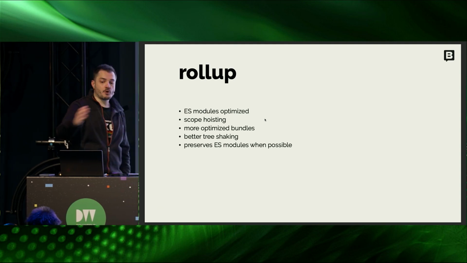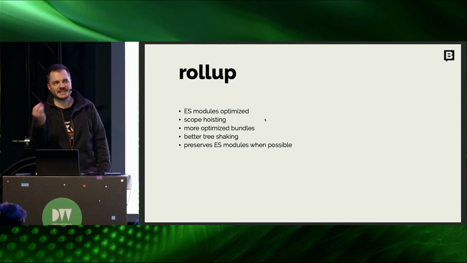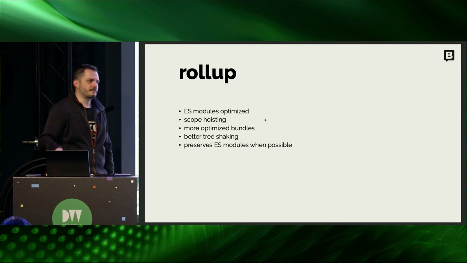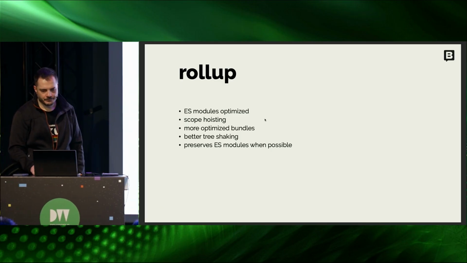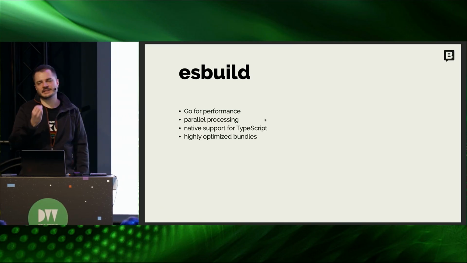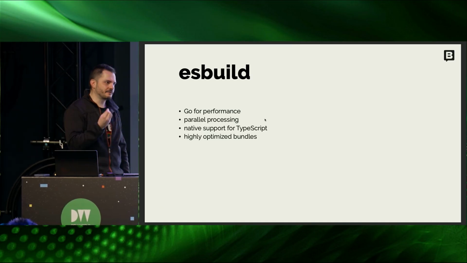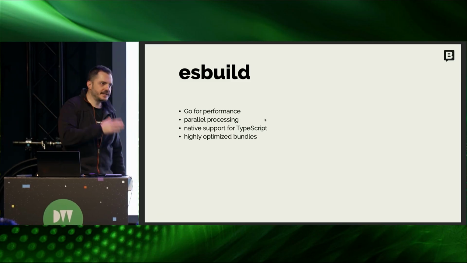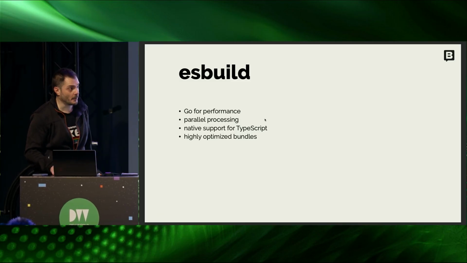Other examples, Rollup. Rollup is optimized for ES modules that we saw before. It's better optimized for tree shaking. Then we have esbuild, also a bundler, but it's written in Go, so it's optimized for performance. Using Go, it can do parallel processing, native support for TypeScript, and bundles are optimized.